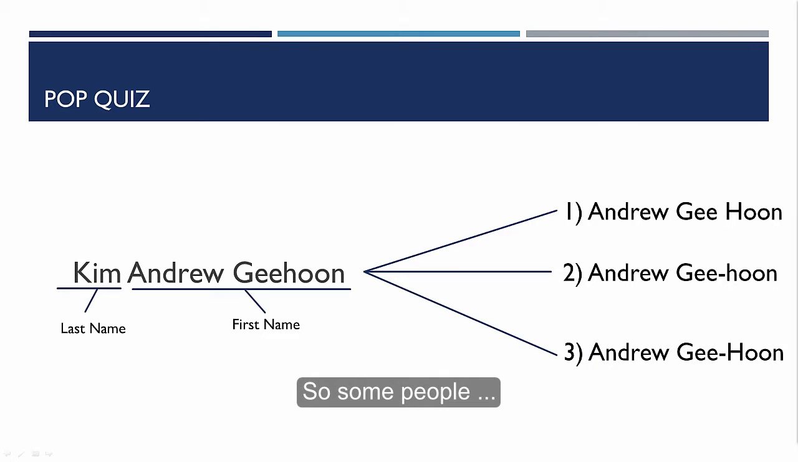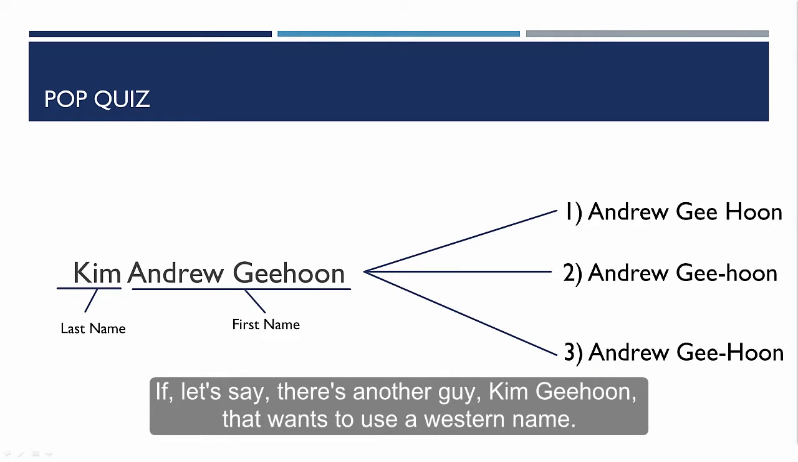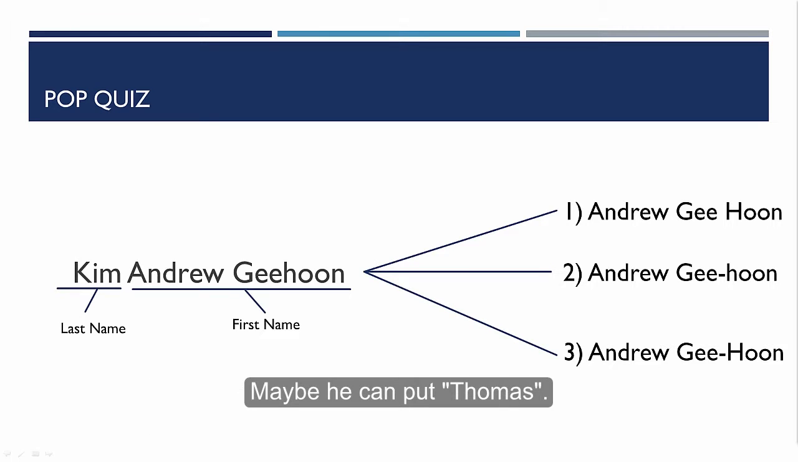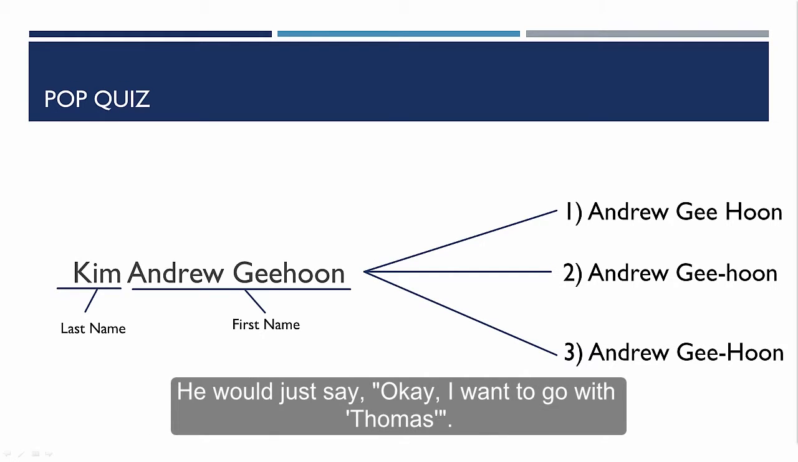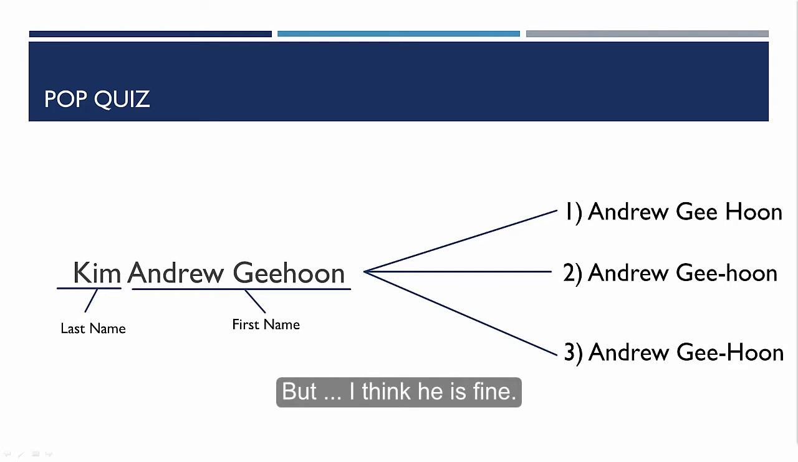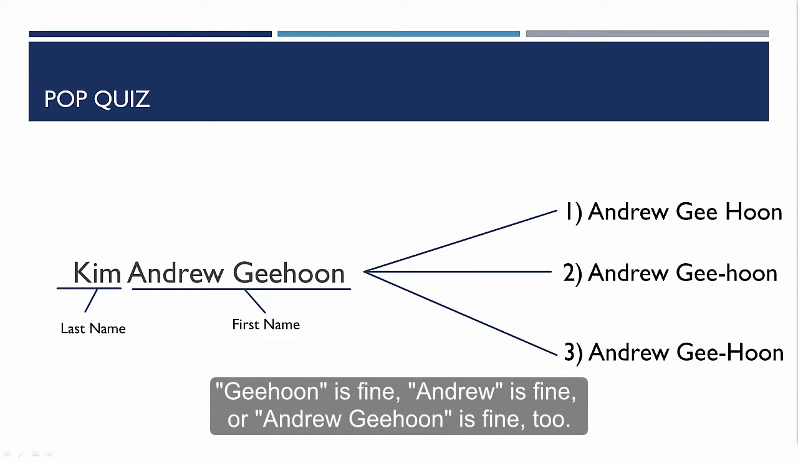So some people, let's say another Kim Gi-hun, think that he wants to use a Western name. Maybe he can put Thomas. He will just say, okay, I want to go with Thomas. But I think he's fine. Gi-hun is fine, or Andrew is fine, or Andrew Gi-hun is fine too.